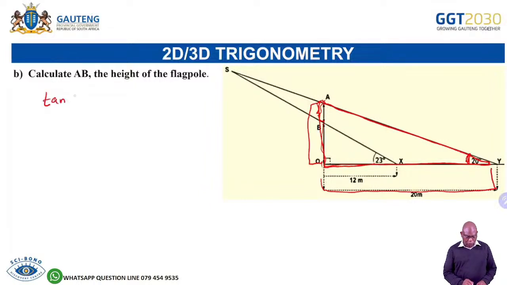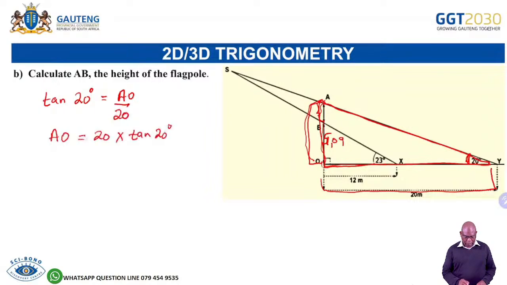So I can say tan of 20 degrees equals AO, the length of AO, over 20. So for me to calculate AO, I'll say 20 multiplied by tan of 20. Then the answer that I'm going to get there will be 7.28. So it means that the length of that whole thing there is 7.28.